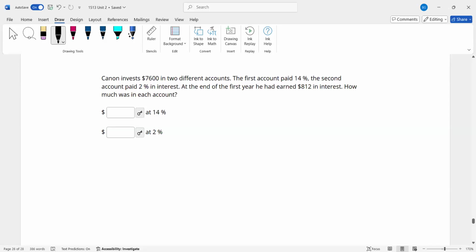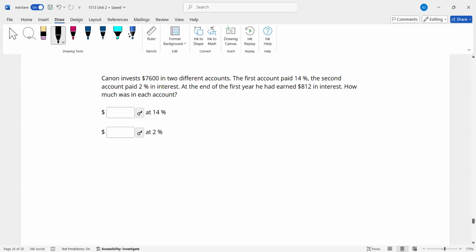This problem, Canon invests $7,600 in 2 different accounts. The first account paid 14%. The second account paid 2% in interest. At the end of the first year, he had earned $812 in interest. How much was in each account? You actually have a similar, probably exactly the same problem in Foundation 2.